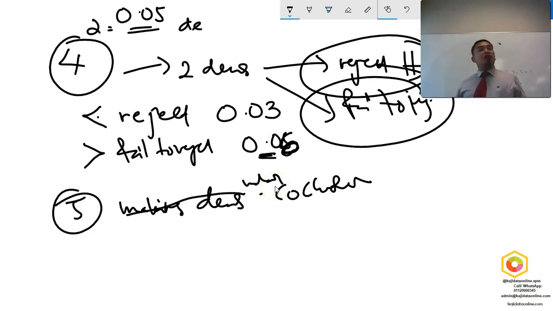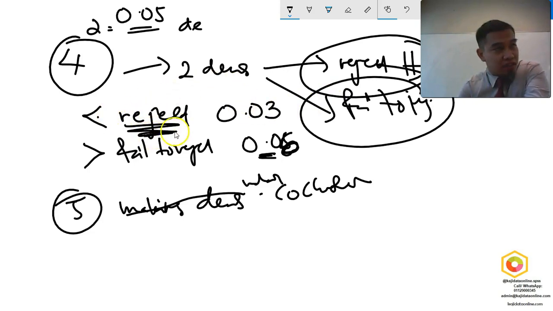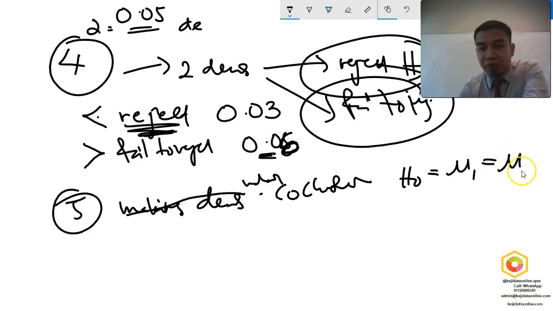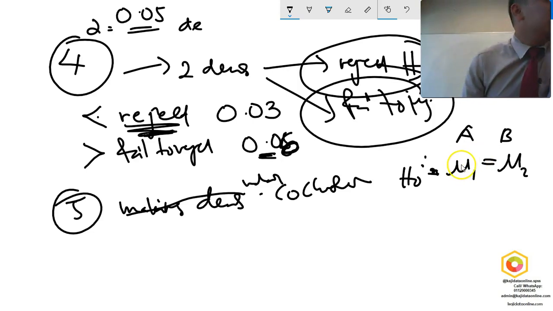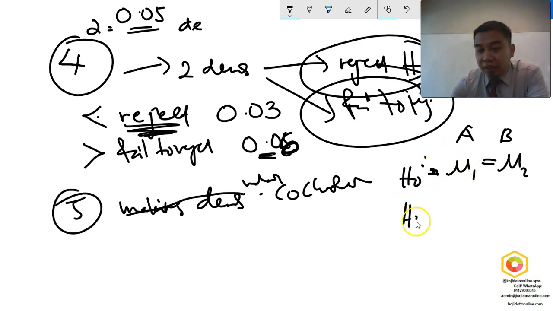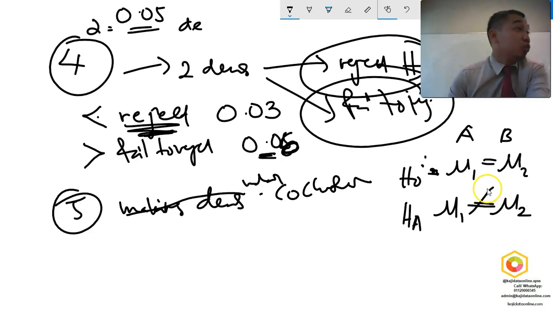So, if you are rejecting your null hypothesis, listen here. If you are rejecting your null in the fourth step, your null is mu1 equal to mu2. Similarly, the means of A and B are the same. That is our null. Another one, we have the alternative hypothesis, which is mu1 is not equal to mu2.